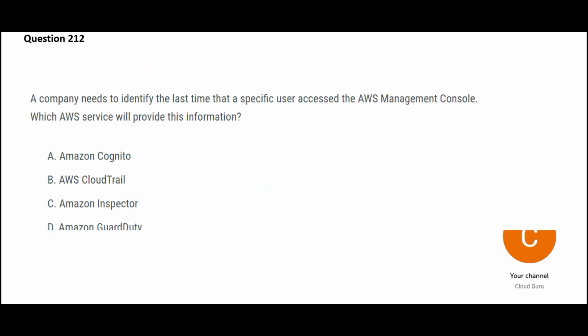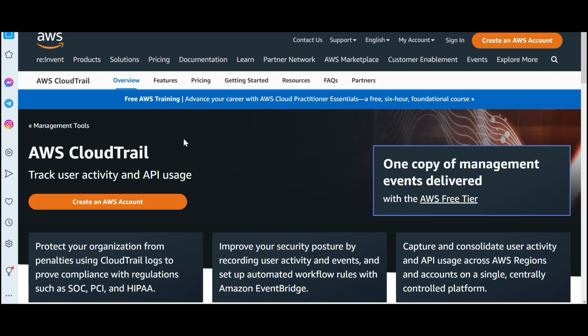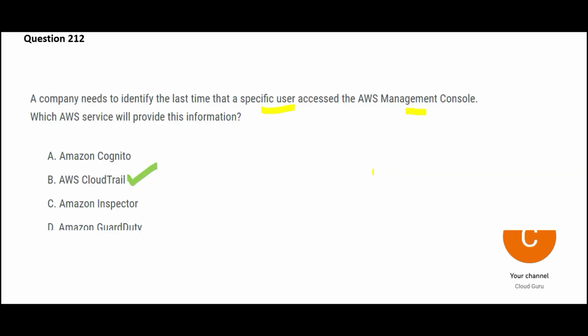Let us jump to the third one. See, you want to know when it's the last time a specific user accessed the management console. That means this is a user activity. Whenever you think of user activity, think about a thumb rule. That is CloudTrail. It helps you track user activity and API usage. This is what will help you here. So CloudTrail is my answer.